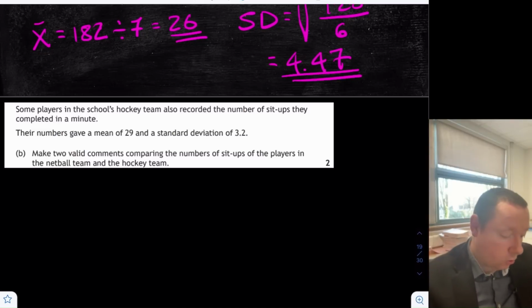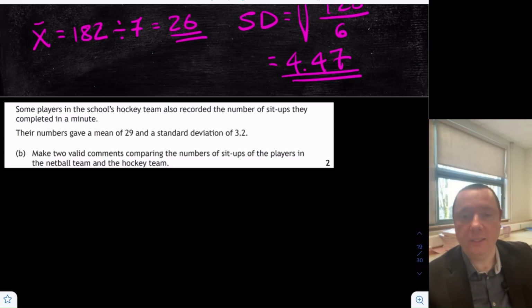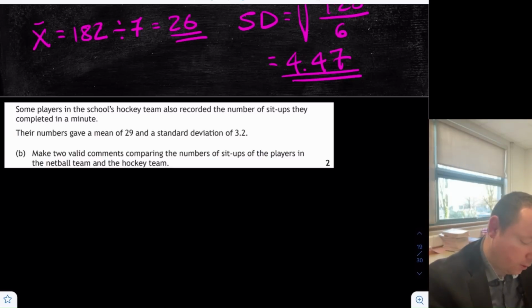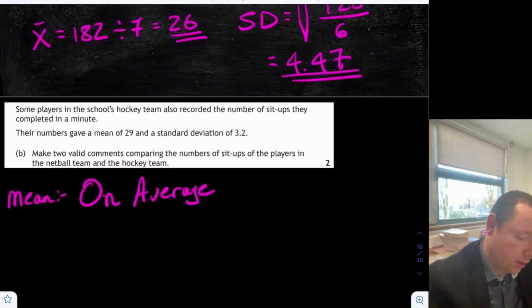So some players in the school's hockey team also recorded the number of sit-ups they completed in a minute. They gave the mean as 29 and standard deviation as 3.2. Make 2 valid comments comparing the number of sit-ups of the players in the netball and hockey teams. So comparing the mean first, we always have to say on average. So I'm just going to write that down straight away before I have a look. And the netball team's mean was 26. The hockey team is 29.